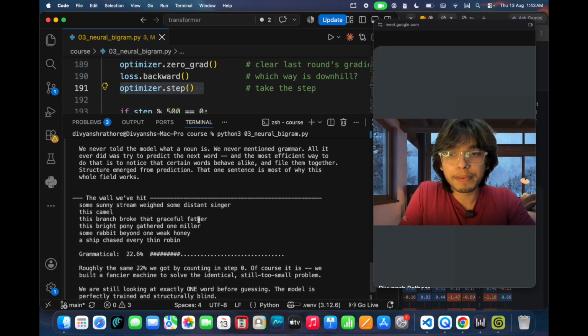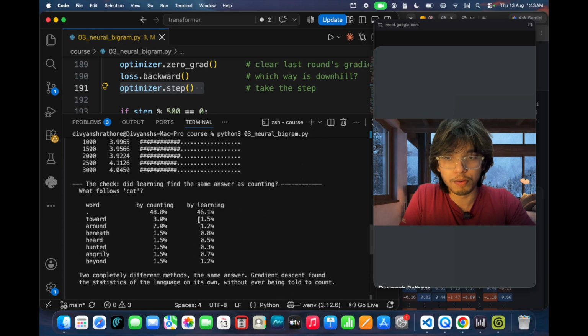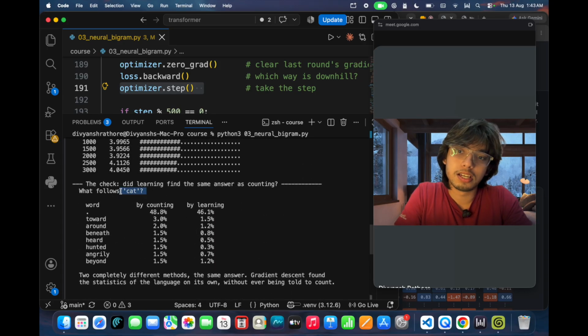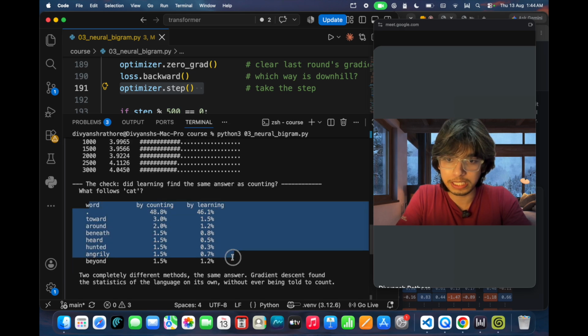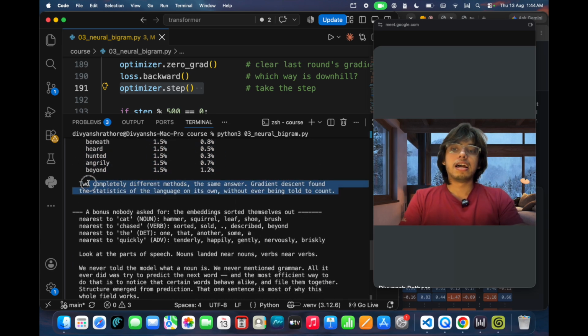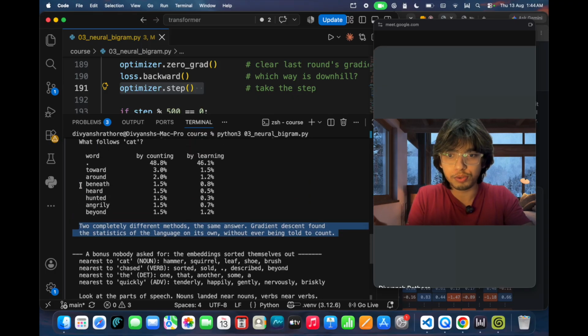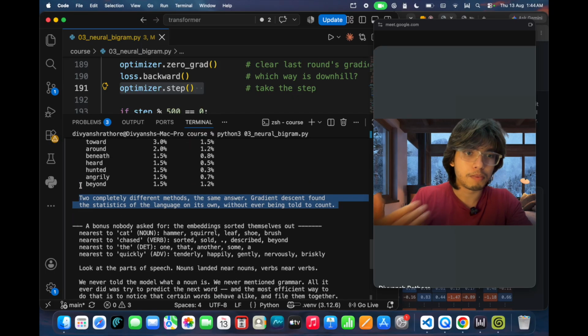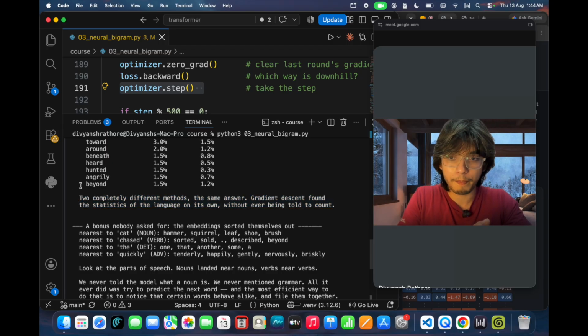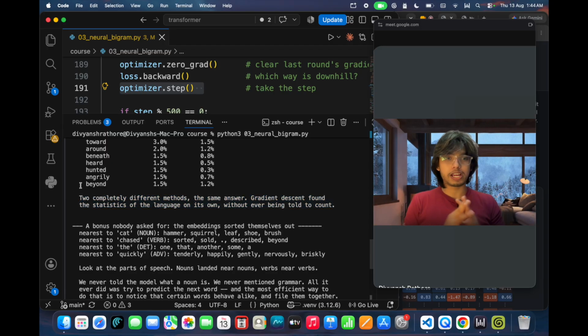Now let me compare it with the counting model from the last video. Let's say we have the word cat, and we'll see what cat predicts. By the counting model, 48% of the time it predicts full stop, and by our learning model, 46% of the time it still says full stop, and you have the complete data here. So these are two completely different methods, and the answer is almost the same. I'll tell you the reason why we have not improved much at the end of the video. But one bonus thing I want to tell you right now.